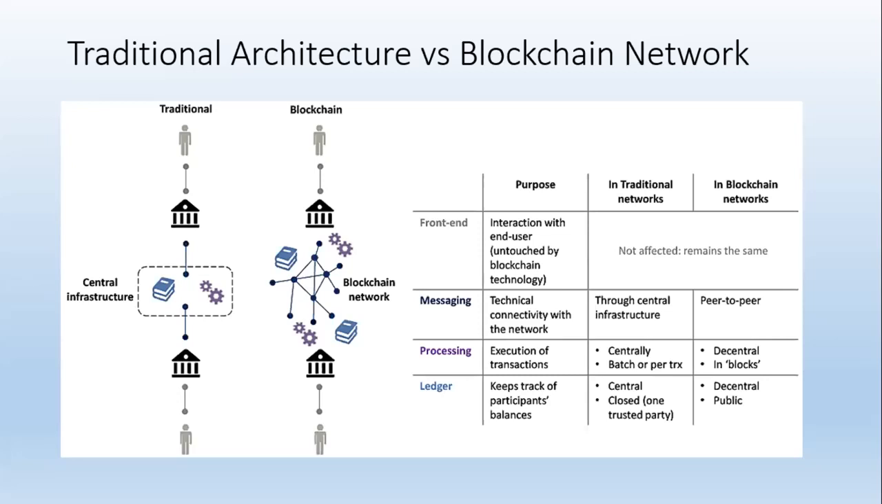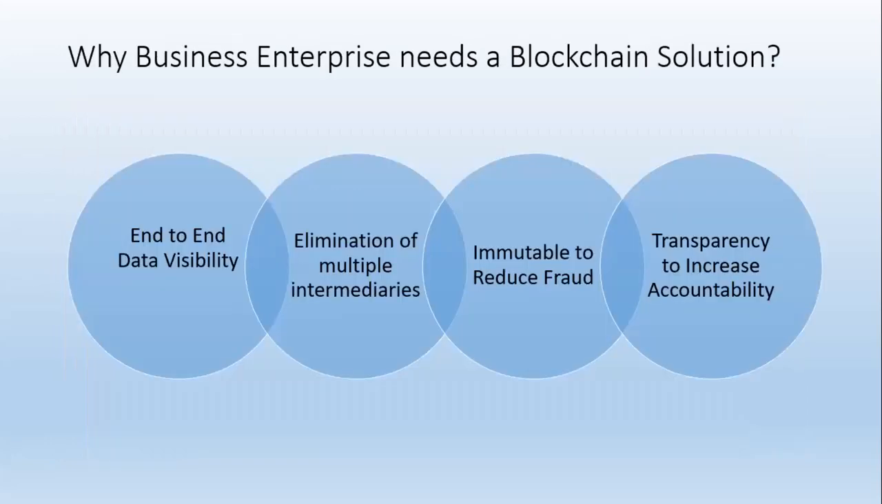And coming to the ledger, where it keeps the track of participants, balance, amount, and all. So it is a central, it's a closed one. It is decentralized and it is publicly available. So I just want to bring the differences. I want to bring it to your notice that these are the important differences between traditional network and blockchain network. Let me move on to the next slide.